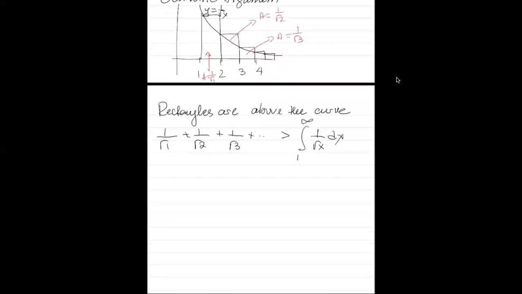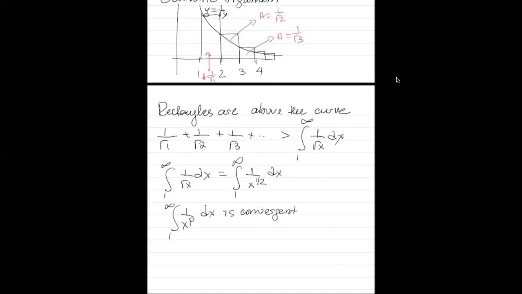Now, what do we know about this integral? This integral, which is improper, let's rewrite it as x to the negative 1/2, from 1 to infinity. Actually, I will leave it as 1 over x to the 1/2 from 1 to infinity. And if you recall from a previous chapter, where we have an integral of this type, 1 over x to the p, this integral is convergent if p is greater than 1.